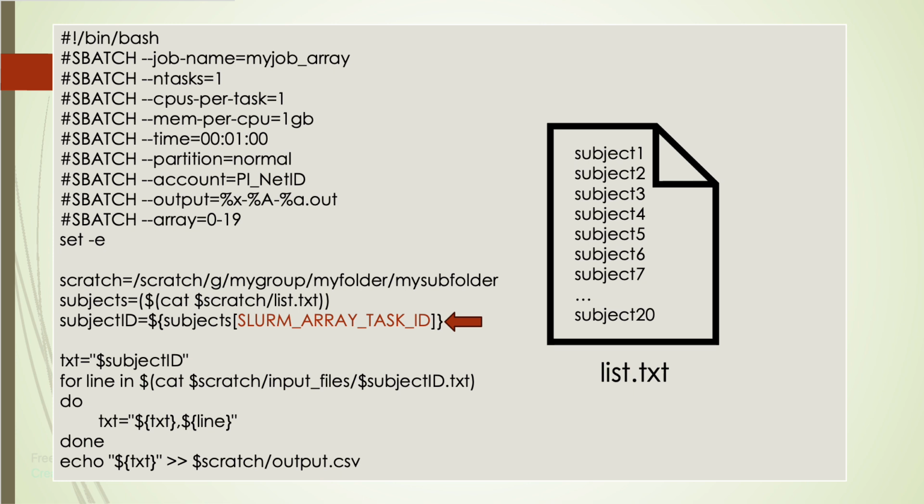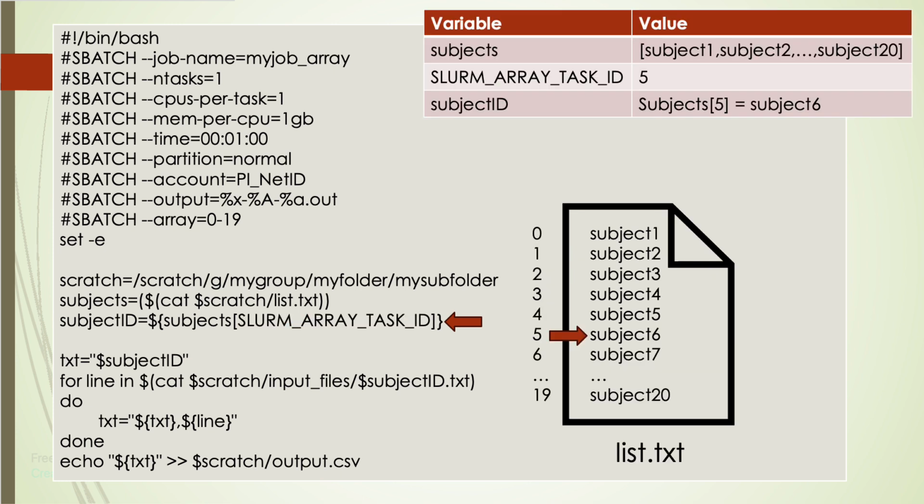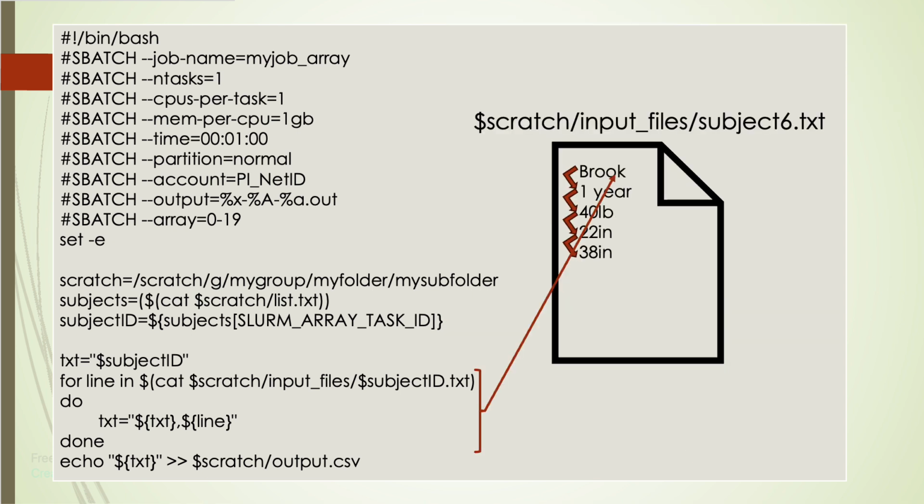In this script, I am creating an array of 20 jobs, and the variable SLURM_ARRAY_TASK_ID will have values from 0 to 19. For the subjob where variable SLURM_ARRAY_TASK_ID has value 5, variable subject ID will have the value of the element on index 5 of the array of subjects. This will be the 6th element of the array, since indexes start on 0. So the subject ID that will be processed here will be subject 6. In this loop, the script reads line by line the content of the input file for the corresponding subject.